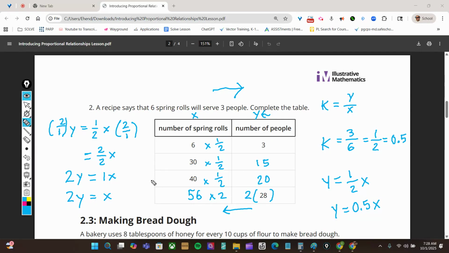All right, so just for clarification, I'm going to stop right here. We're going to work on the rest of the problems in class. If you got any questions, ask me in class.